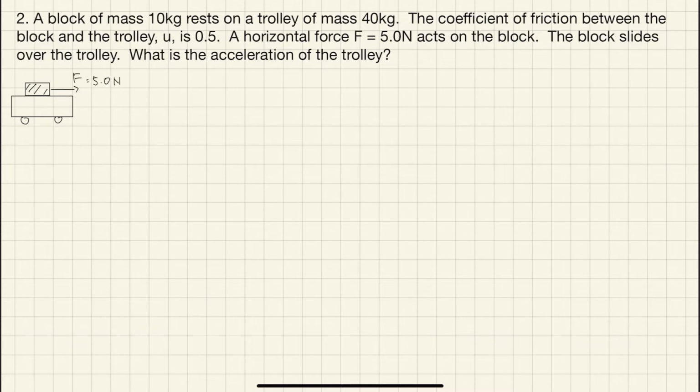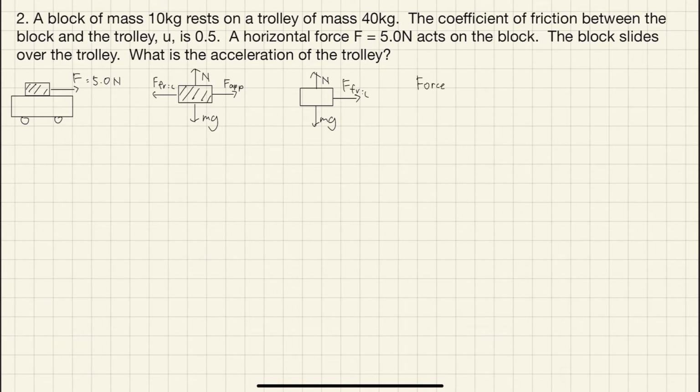First, we need to consider both the block and the trolley as two separate objects. So we'll draw free body diagrams for both. For the block, there will be a weight of mg and a normal reaction force acting in the vertical directions. To the right, there will be a horizontal force, 5 newtons given to us in the question, and an opposite force acting to the left as friction. As for the trolley, there will be a weight mg and a normal reaction force, as well as a frictional force only acting to the right.